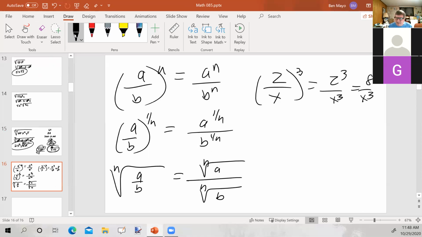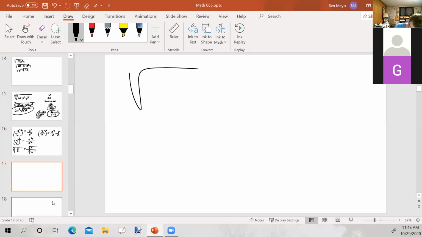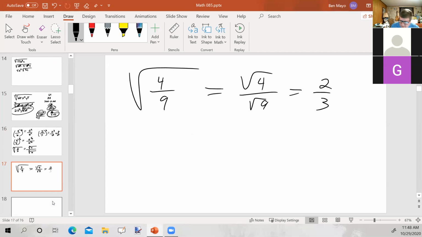And we actually did that the other day. I just didn't formally talk about it. Let's say we've got the square root of 4/9. You can write that as the square root of 4 over the square root of 9, and then deal with the numerator and the denominator separately. Okay? You can also go this direction. It can also go back the other way. All right? And we'll look at both those cases.